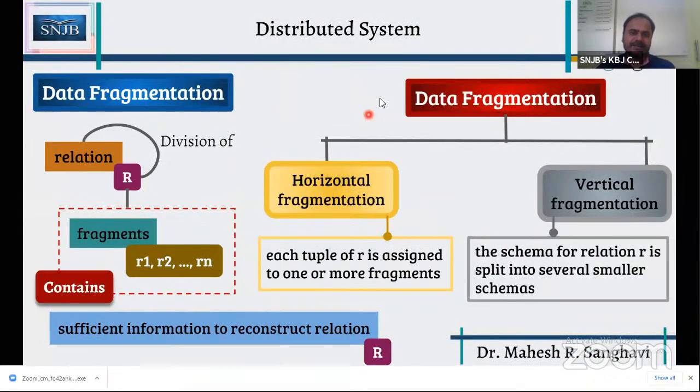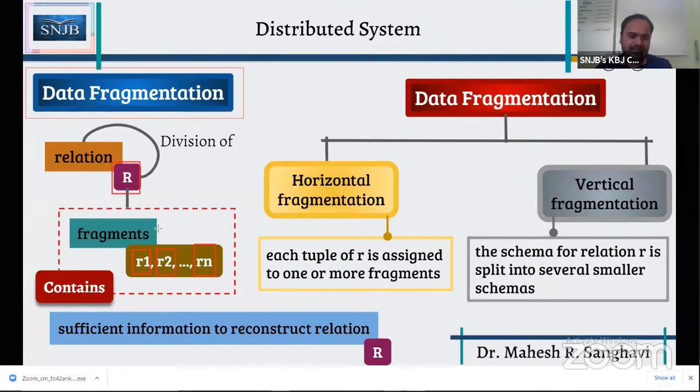In a distributed database system, you need to understand there is the concept of data fragmentation. This concept is very useful, and it will help you understand the beauty. Now, data fragmentation means it is ultimately dividing your table. It fragments your table into different relations. This R will be decomposed, or fragmented, into R1, R2, and till Rn.